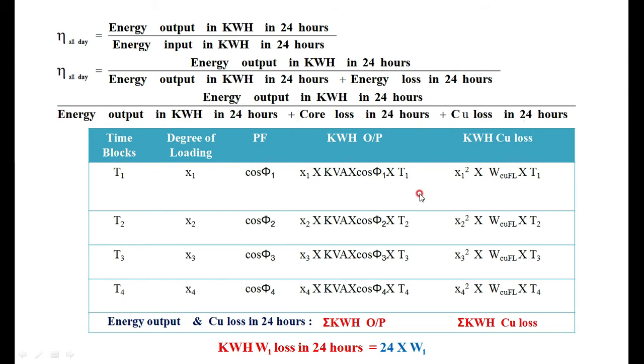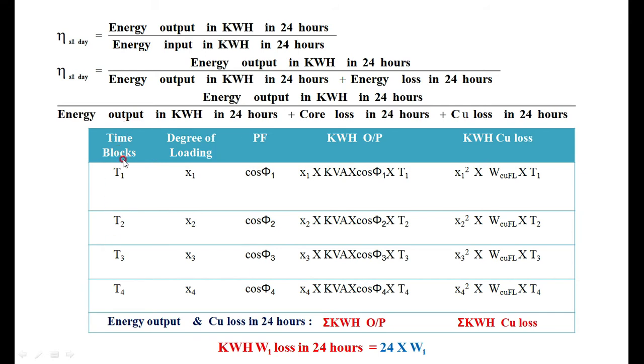Then I made a table in which the 24 hours is divided into 4 time intervals. It may be divided into 3 time intervals, it may be 4 or 5, and the time periods may be varied. T1 is not equal to T2, T2 is not equal to T3, T3 is not equal to T4. It means the sum of T1 plus T2 plus T3 plus T4 together is 24 hours, because we are calculating the output energy for 24 hours as well as the input energy for 24 hours. Depending upon the loading and constancy of the transformer, the time is divided into different blocks.